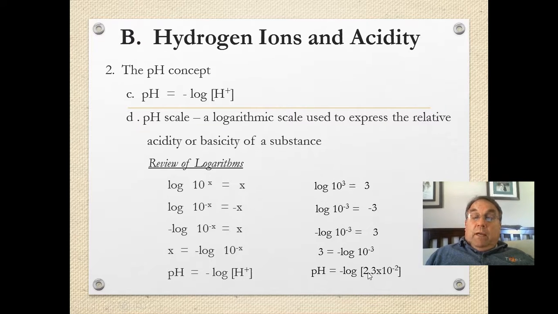Okay, so here we have a hydrogen ion concentration of 2.3 times 10 to the negative second. So get out your calculator and see if you can find the negative log of 2.3 times 10 to the negative 2. And you should get a value of 1.6.